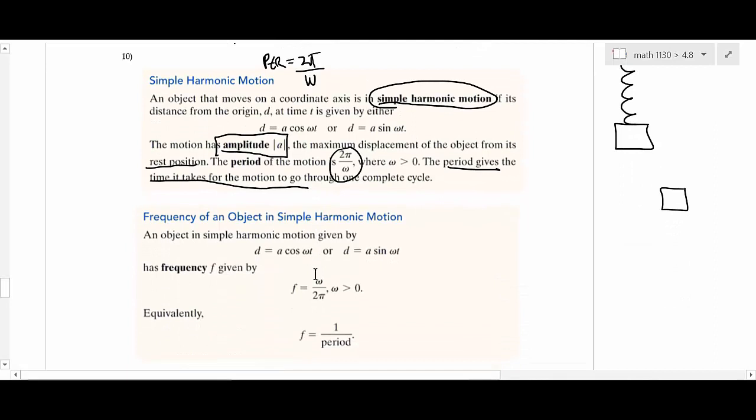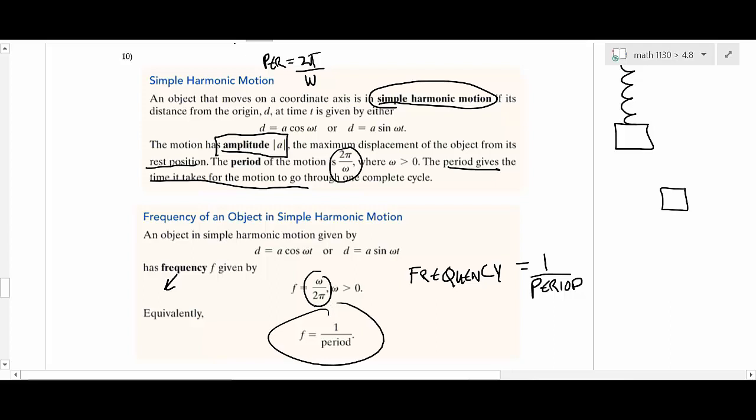The frequency is something that's probably worth writing down. The frequency is just 1 over the period. It's the reciprocal of the period. So notice instead of 2 pi over omega, it's omega over 2 pi. So that's what the frequency is: the reciprocal of the period.